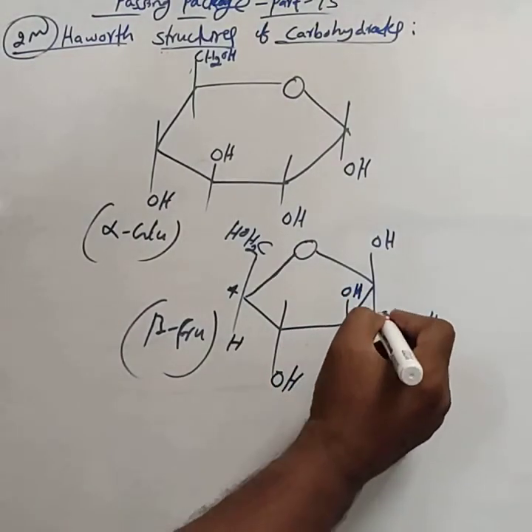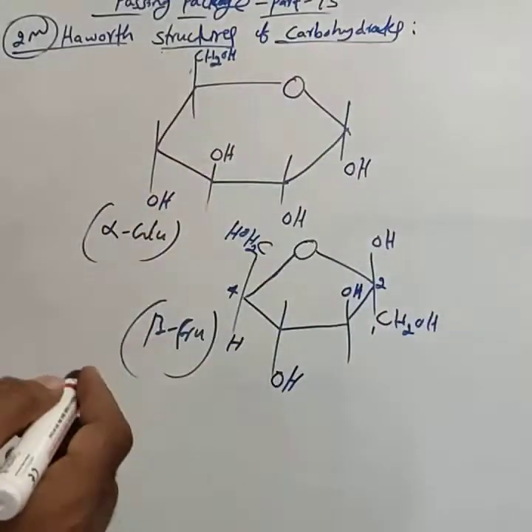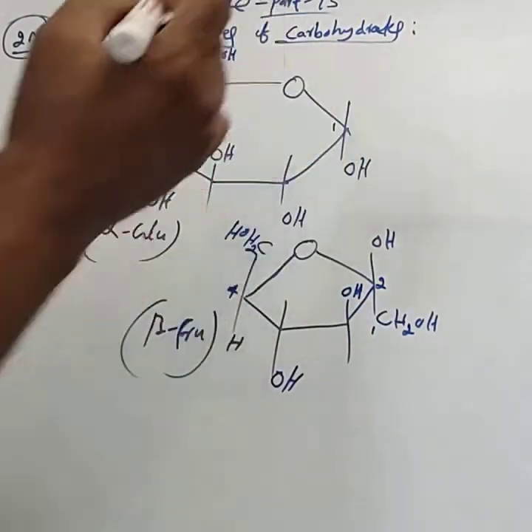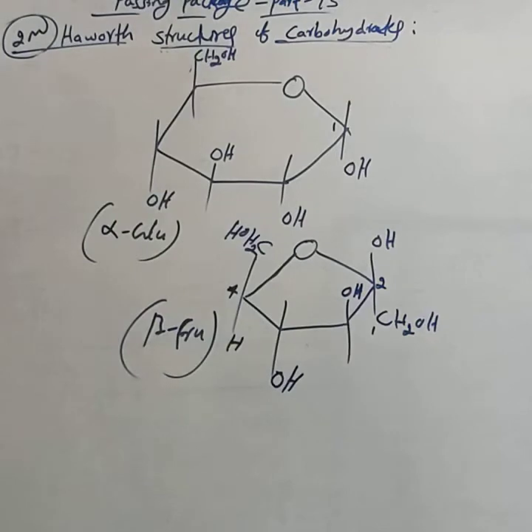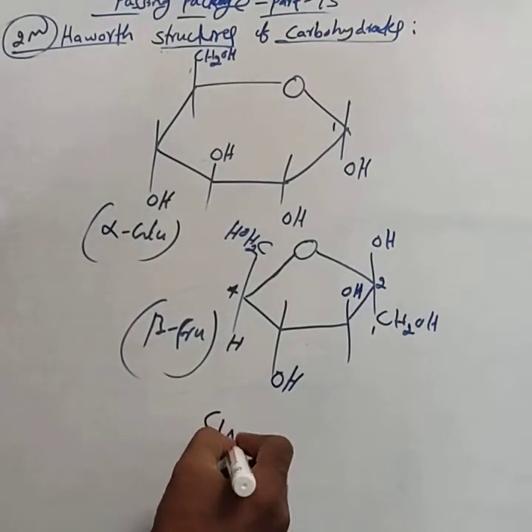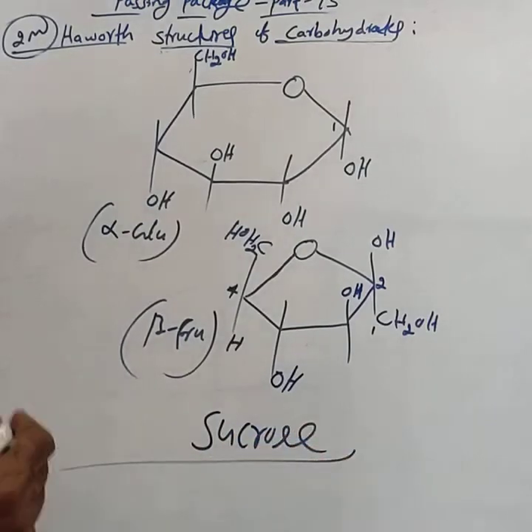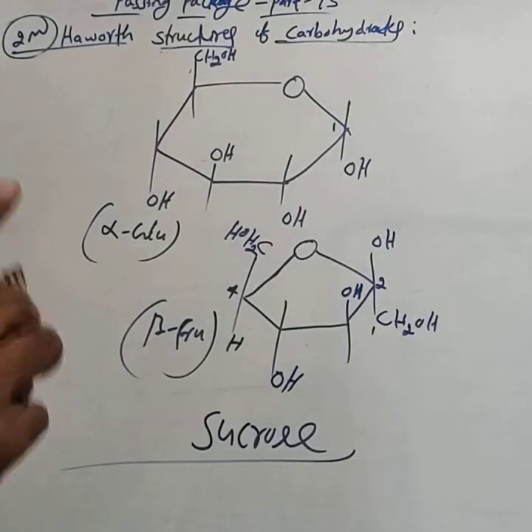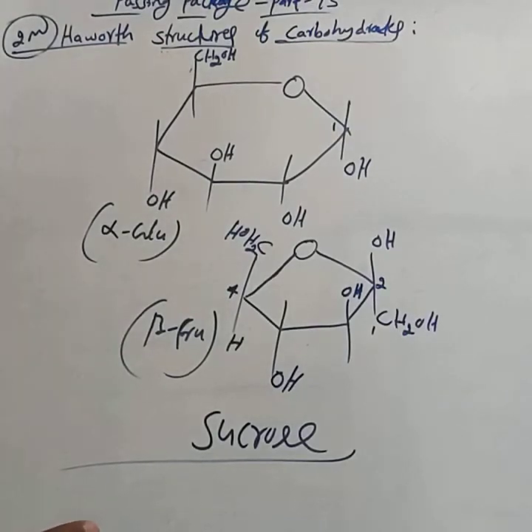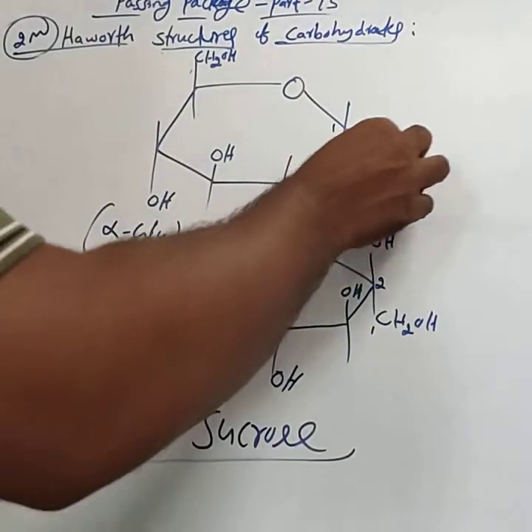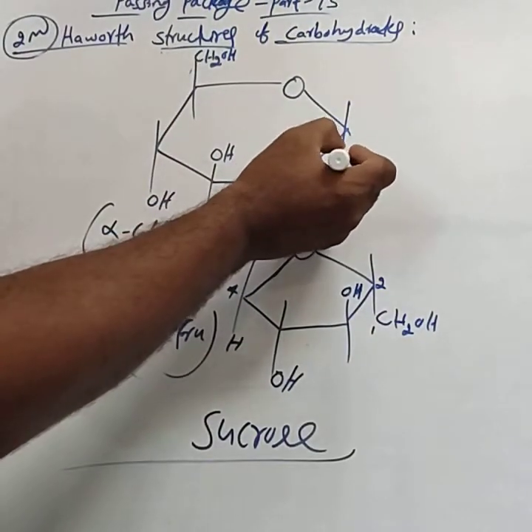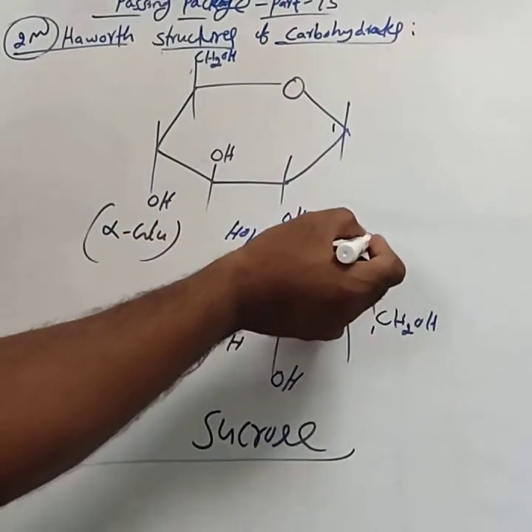This is the first carbon atom, this one is the second carbon atom. This is a fructose molecule. Then glucose, this is the first carbon atom. Then the glycosidic linkage in the case of sucrose is 1,2. That is the first corner of the glucose, the second corner of the fructose. The first corner OH of glucose and the second corner OH of the fructose.